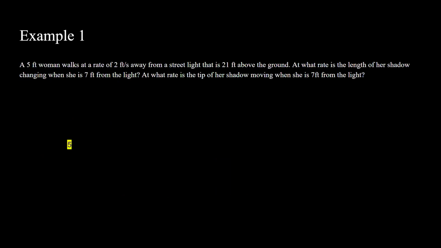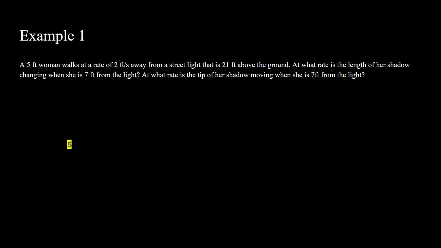Let's look at the classic example. Wow, you might have seen this before. Streetlight. It's so annoying, but it's not so bad. So let's just read it first, okay? This looks like a horrible problem. A 5-foot woman walks at a rate of 2 feet per second away from a streetlight that is 21 feet above the ground. At what rate is the length of her shadow changing when she is 7 feet from the light? At what rate is the tip of her shadow moving when she is 7 feet from the light?